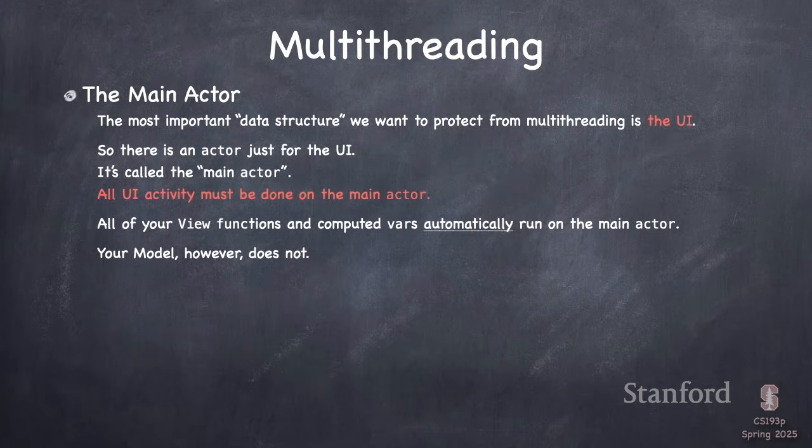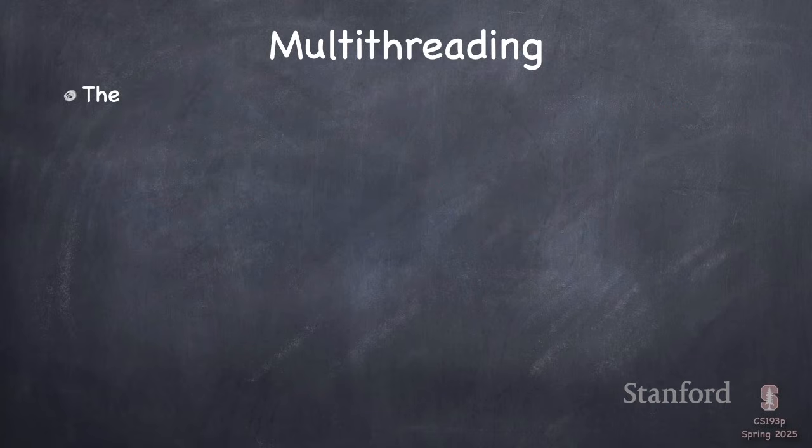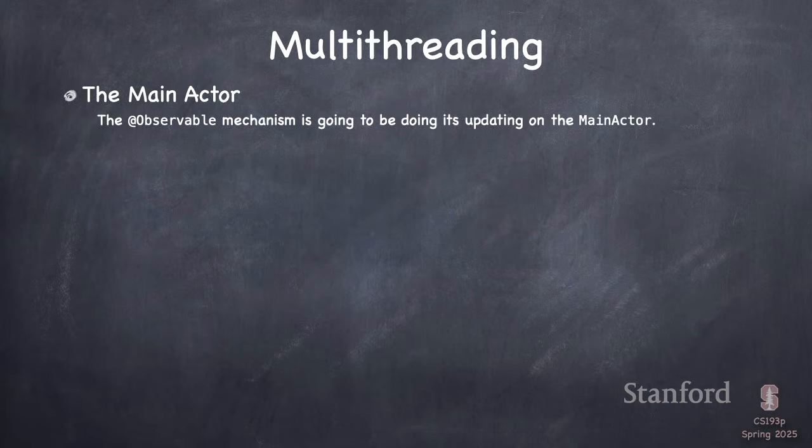Now, the @Observable mechanism, this @Observable thing that lets you update a var and then it automatically updates the view and all that machinery, that's all main actor isolated. So you don't really have to worry too much about setting your vars in your @Observable. It's going to eventually end up on the main actor when the view gets rebuilt. So don't worry too much about that.